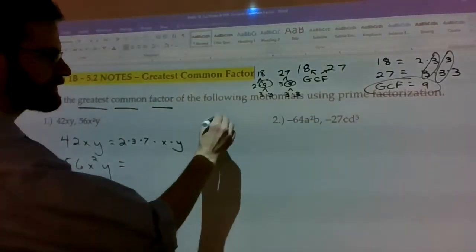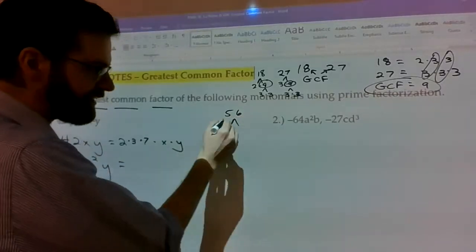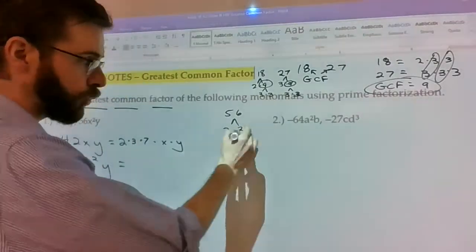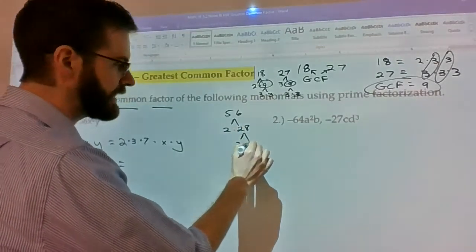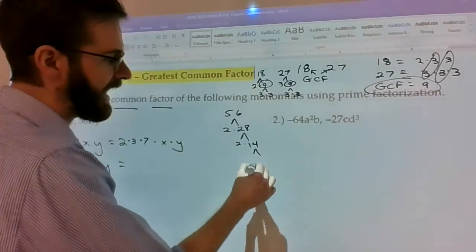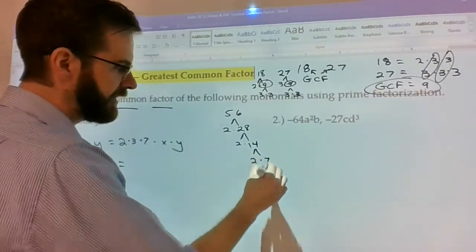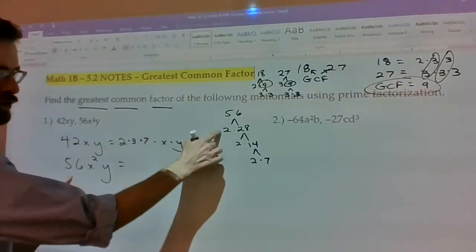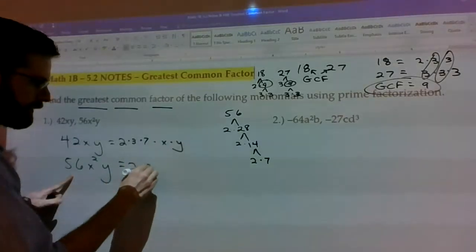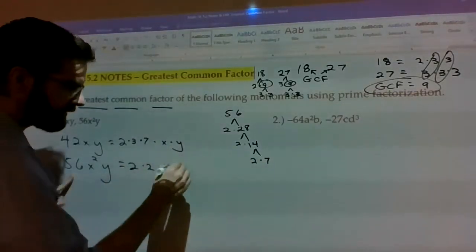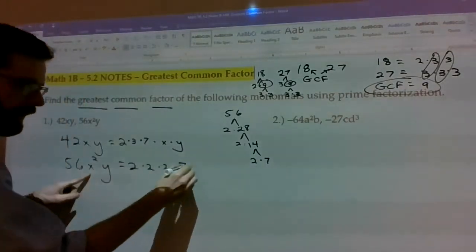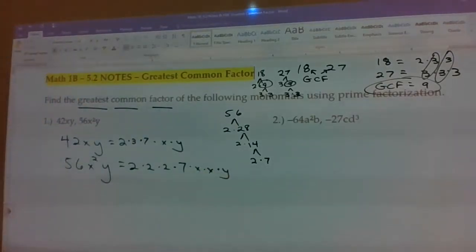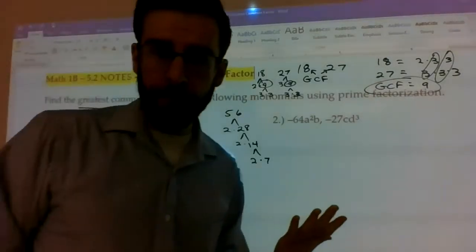All right. 42. Got it. How about the 56? Well, it's even, so I'm going to cut that in half. Half of 56, I happen to know that's 28. 28, half of that's going to be 14. That's even again, so keep cutting it in half. Half of 14 is 2 times 7. Looks like we've got a familiarity with the 2 and the 7 for sure, right? So 56 is 2 times 2 times 2 times 7. There's x times x for the x squared, and there's 1 y. So here's how you map out the prime factorization.